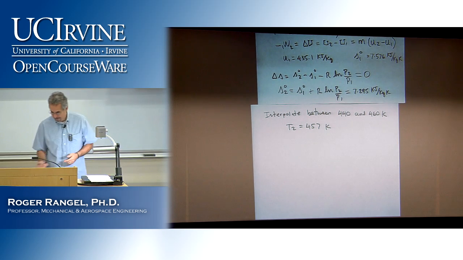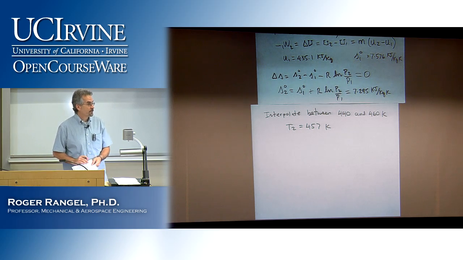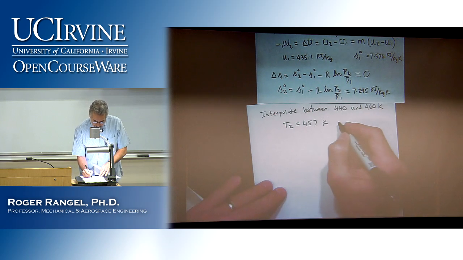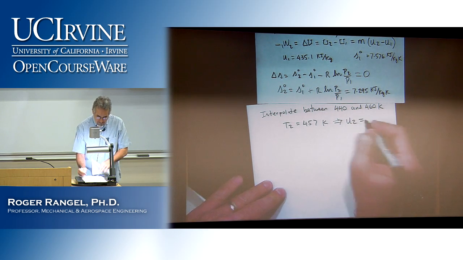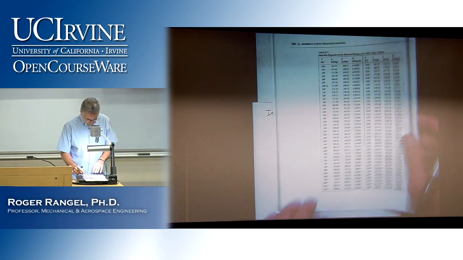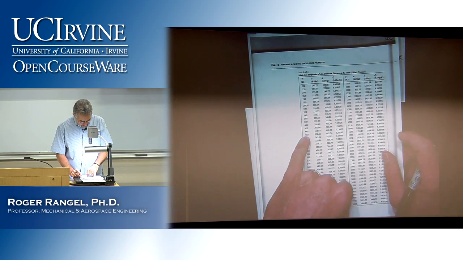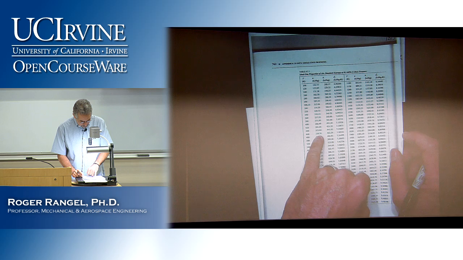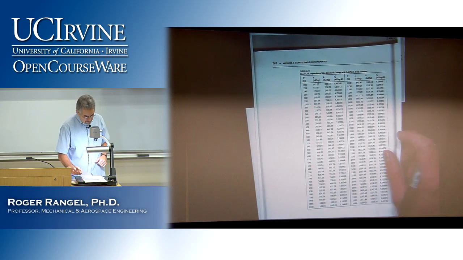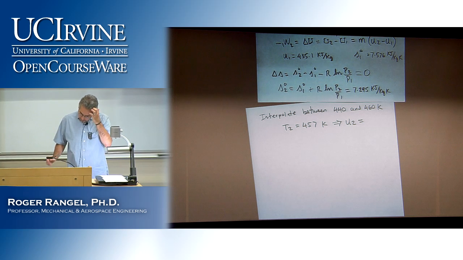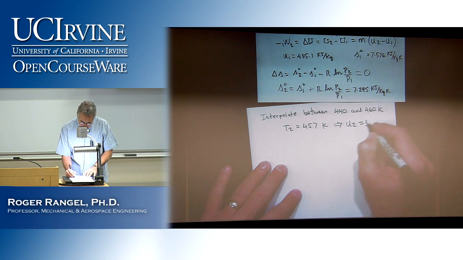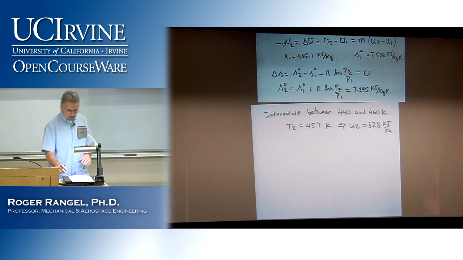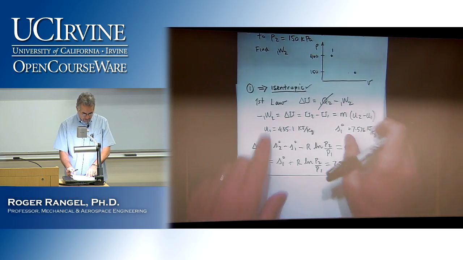Go back to the very same table. In fact, I could have skipped the interpolation to find the temperature, because the temperature is just an intermediate step to what I really want, which is U2, right? So what do we say, 457? So the U is between 315 and 330, a lot closer to the 330. And again, if you do the interpolation, you find about 328 kilojoules per kilogram.